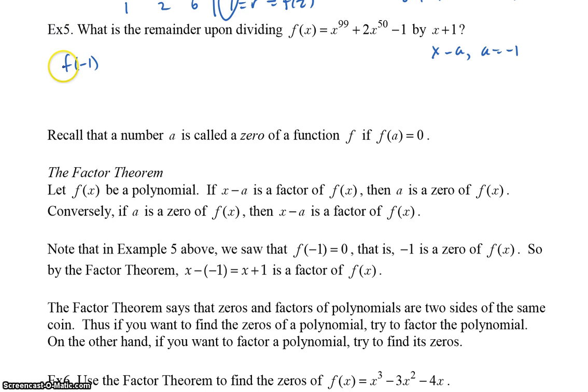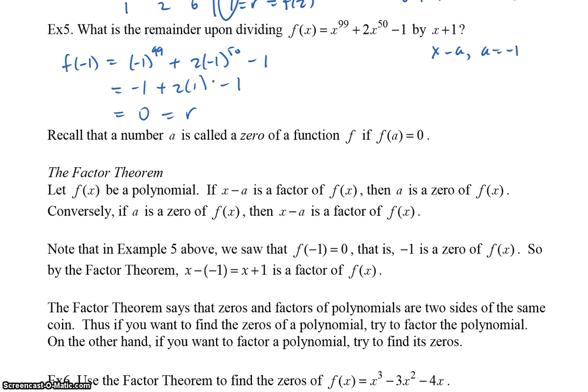f of negative 1 would be negative 1 to the 99th plus 2 times negative 1 to the 50th minus 1. When we raise negative 1 to an odd power, we get negative 1. To an even power, we get positive 1. Then we subtract 1. So it's negative 1 plus 2 minus 1. We're going to end up getting 0. So what's the remainder? The remainder is f of negative 1, which is 0.